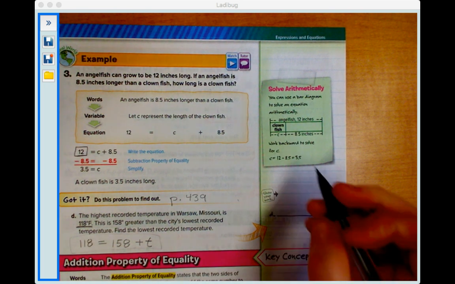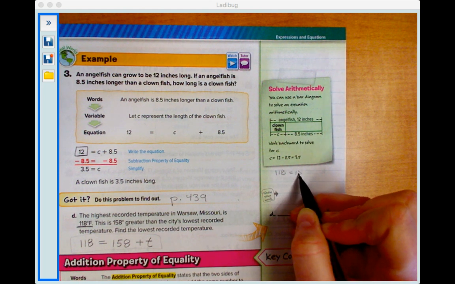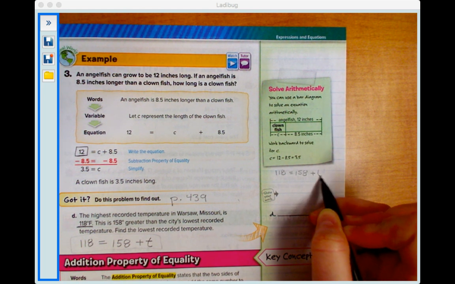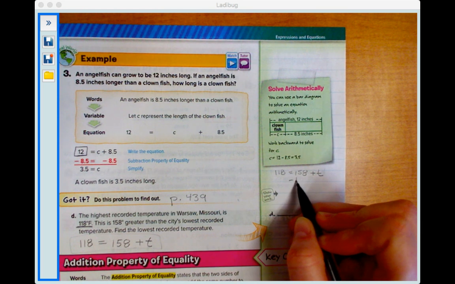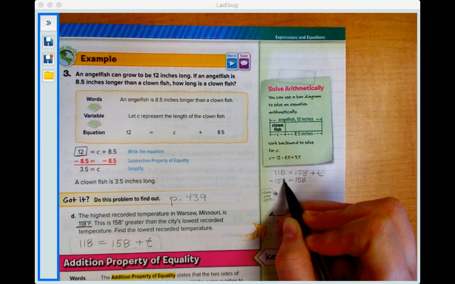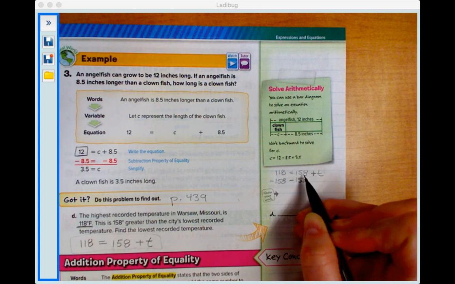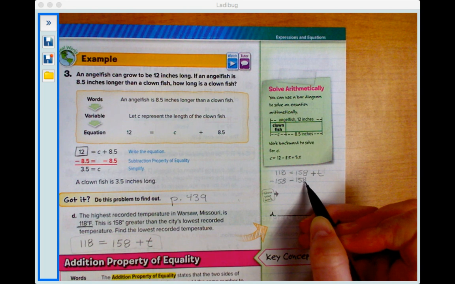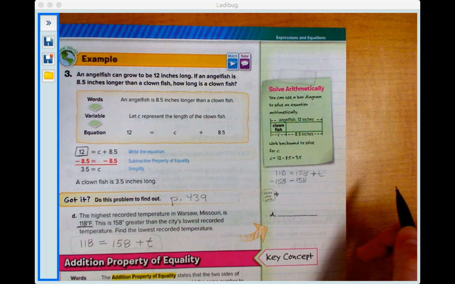Now let's try to solve it. So 118 equals 158 plus T. We need to get T alone, so we're going to subtract 158 from both sides. The reason we're subtracting is because this is an addition sign. So to get rid of 158, we need to subtract. We need to do the opposite of addition, which is subtraction.